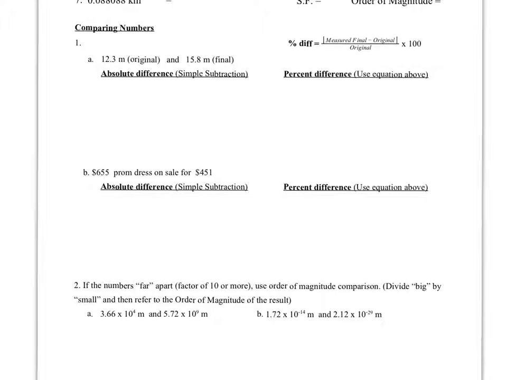All right, so comparing numbers, there are 3 basic ways to compare numbers. You can compare numbers by their absolute difference. That's the easiest way. You just subtract them. For example, in the first case, the final number is bigger than the first number. You just take 15.8 meters, making sure they're both the same units, 15.8 minus 12.3 meters, and we say the final number is 3.5 meters greater. So a 3.5 meter increase.